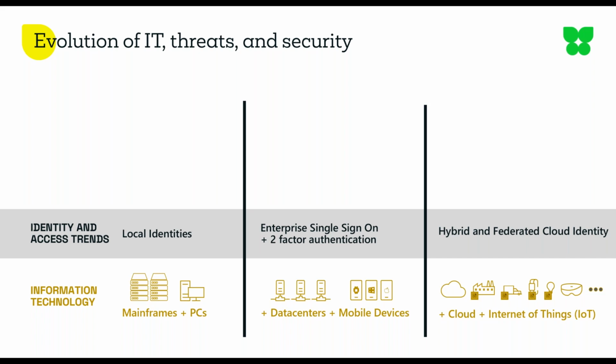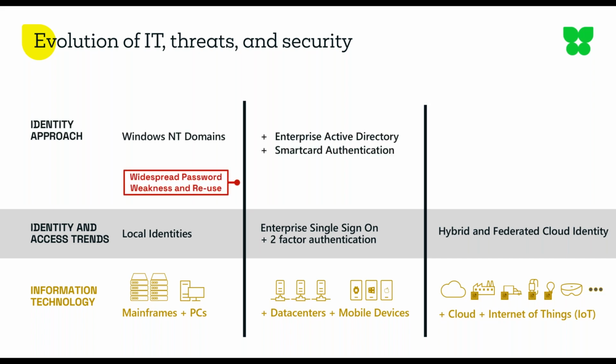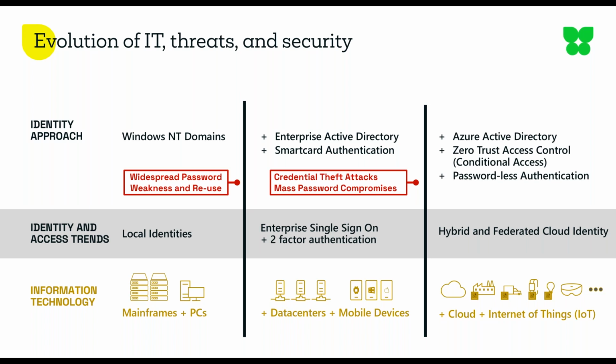But with all of this, we have to think about the attacks. Our identity approach has had to change from the traditional domains and single directory systems through to using smart card authentications to make things more secure. And today we're looking at Azure Active Directory or other cloud-based IDPs. People implementing zero trust access control, which in Microsoft terms is conditional access. Passwordless authentication, the use of the Authenticator app to allow you in, whether that's directly through a number match, through a one-time password, or even FIDO keys.